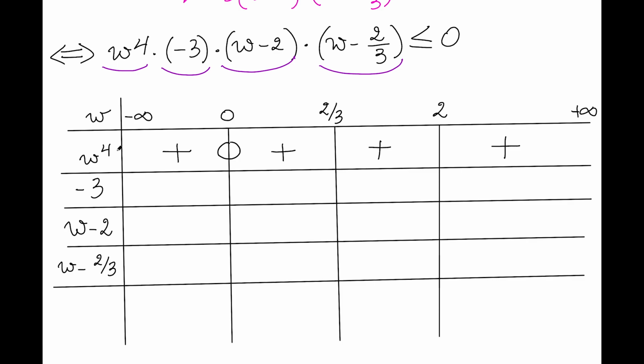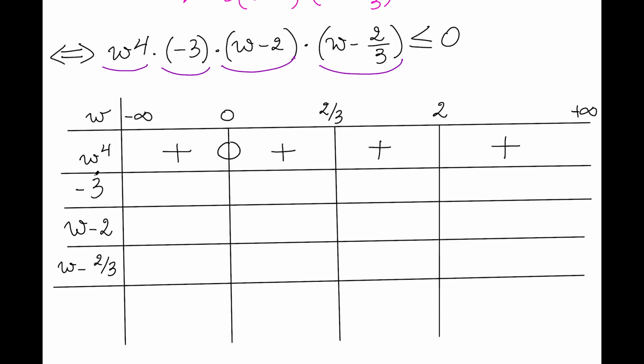And this is not news to us, right? Because look at this entity, w to the power 4. This is an even power. I'm raising a real number to an even power. The least it gets is 0. Whenever w is 0, the entity is 0. Elsewhere it's going to be positive. So this is not news to us.